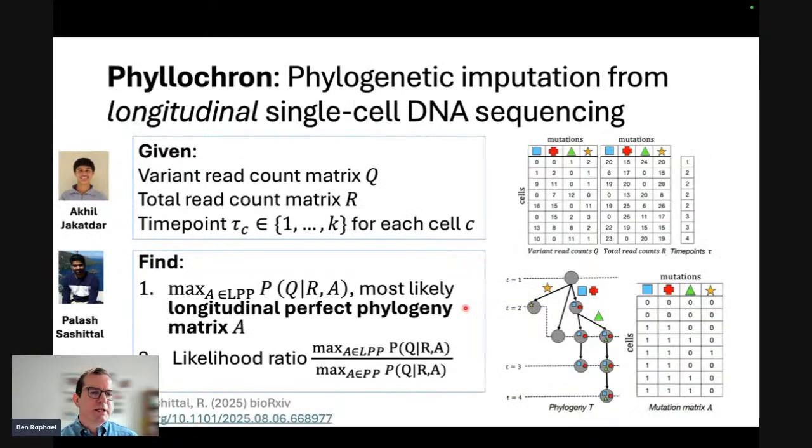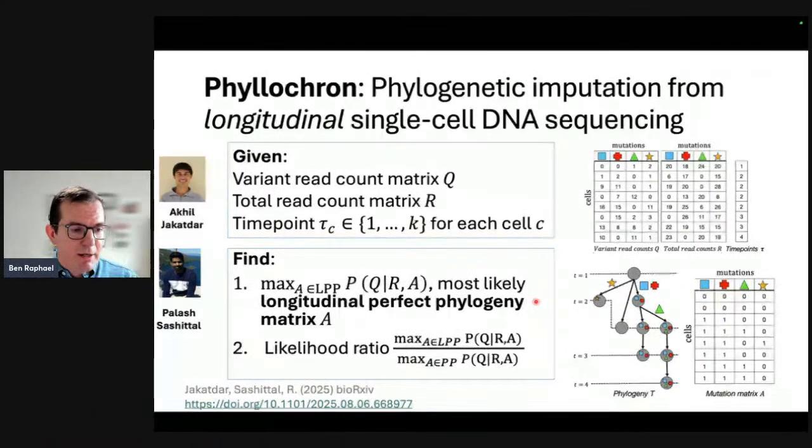And this is what we did in recent work. This is a method called PhyloCRON, which we posted as a preprint a few months ago. So let me describe this for you and describe this longitudinal assumption.